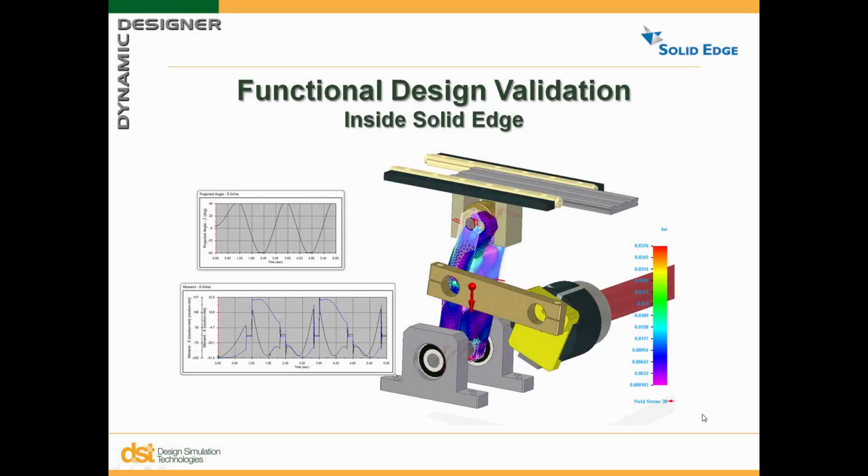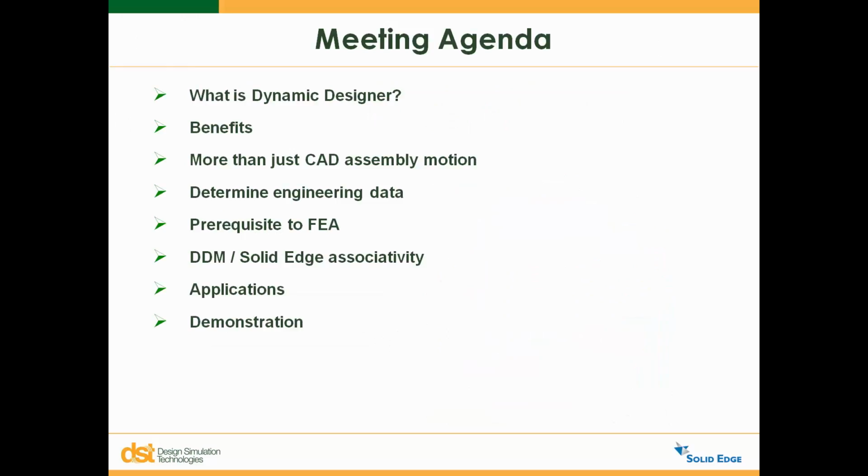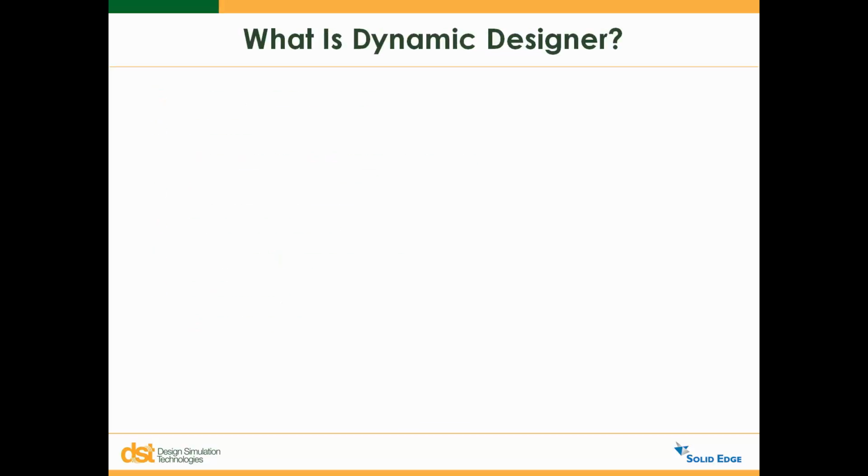In this video demonstration, we'll look at functional design validation inside Solid Edge using a product called Dynamic Designer. We'll look at what Dynamic Designer is, the benefits it provides, how it differs from some of the assembly motion capability currently inside of Solid Edge. We'll look at the data that it can provide, and we'll also look at how it's a strong prerequisite tool for providing the FEA boundary load conditions. Finally, we'll follow it up by a demonstration.